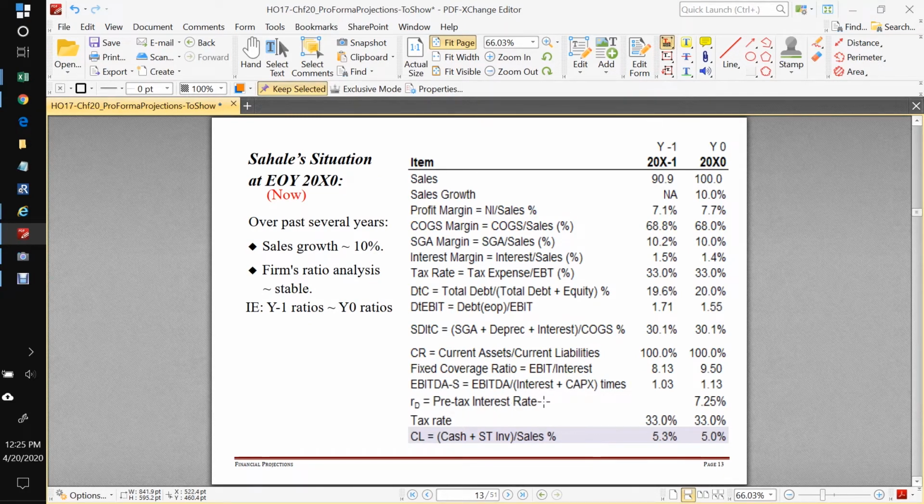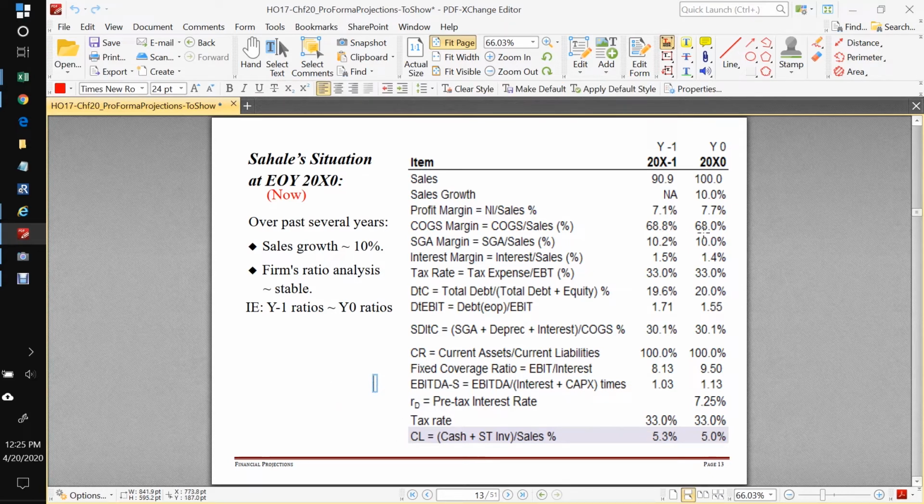We've got their pre-tax interest rate, their tax rate, and their cash level. This is used by a lot of CFOs. We didn't focus on it too much in ratio analysis, but they use this as a measure of, do they have enough cash on hand? So cash level is cash plus short-term investment over sales, and Sahali's CFO felt like that number needed to be about 5% to make sure they had enough cash on hand at all times.